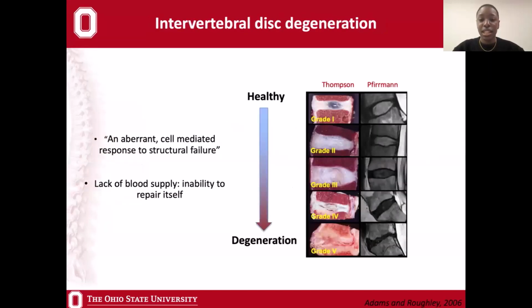Disc degeneration can happen either with time or with injury, and it's defined as an aberrant cell-mediated response to structural failure. With degeneration, you'll see structural loss of distinct regions in the disc, with the highest degree of loss corresponding to the highest grade on the Thompson and the Furman scale. Because the disc is avascular, it has a hard time repairing itself.